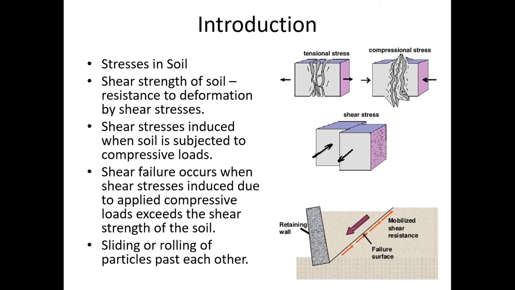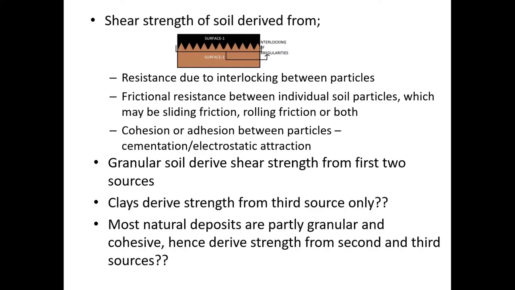So when the soil is subjected to compressive stresses, as I mentioned, these normal stresses, the particles try to roll over each other and shear stresses are developed. So the shear failure occurs when the shear stresses induced due to these compressive loads exceed the shear strength of the soil, or the shear resistance is not enough to carry the shear stresses developed in the soil due to that applied compressive load. So what happens during the shear failure is the particles can slide or roll over each other.